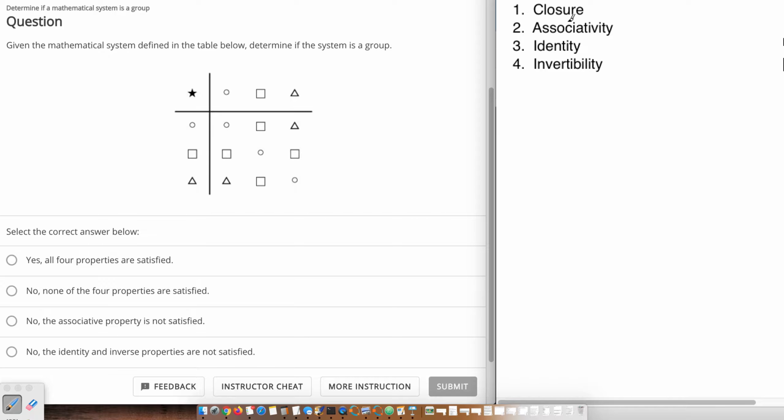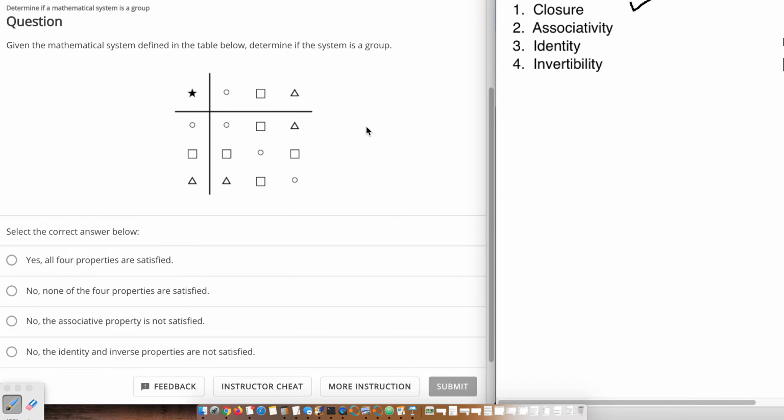So let's check closure. Closure means you can't get any elements outside of the set, outside of the system. So the elements of our system are little circle, square, triangle. Little circle, square, triangle, square, little circle, square, triangle, square. All these are possible elements of the system. So we're okay. It's closed, okay?